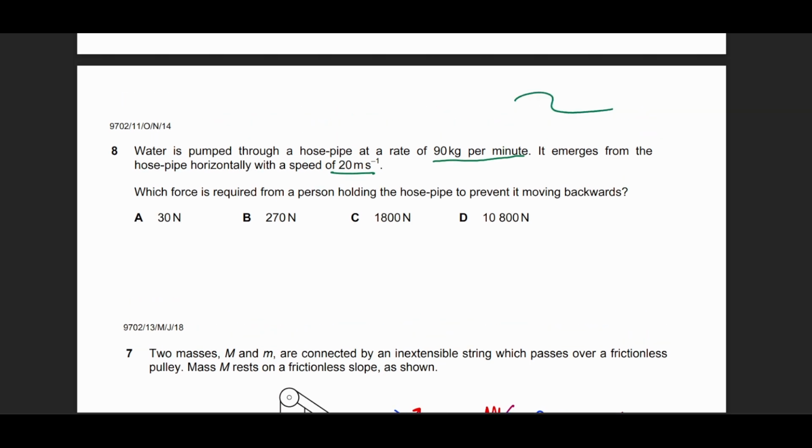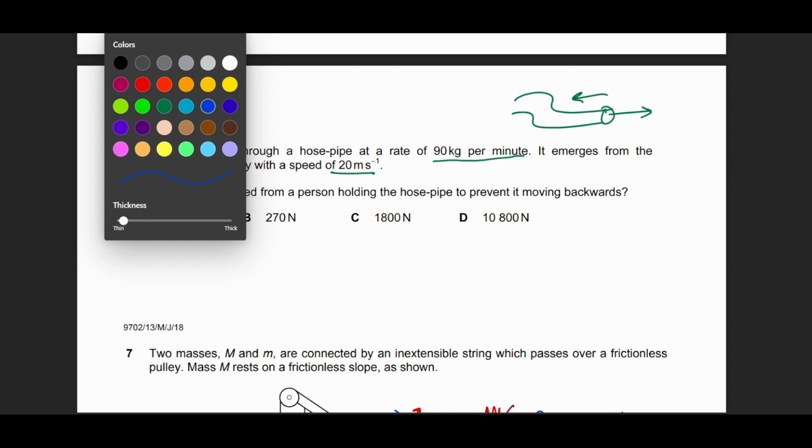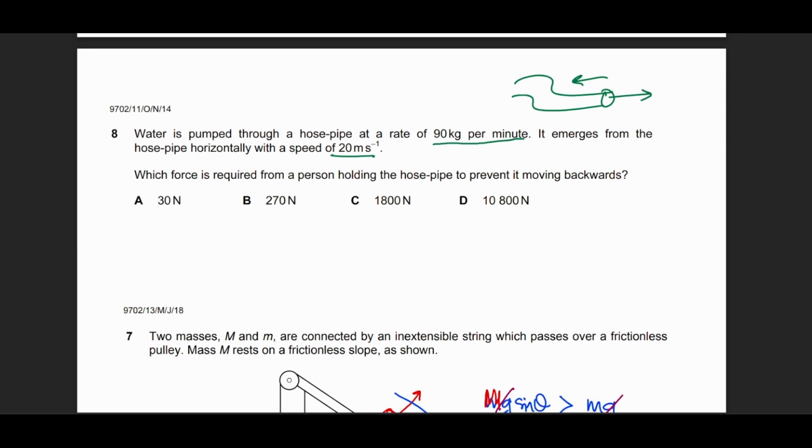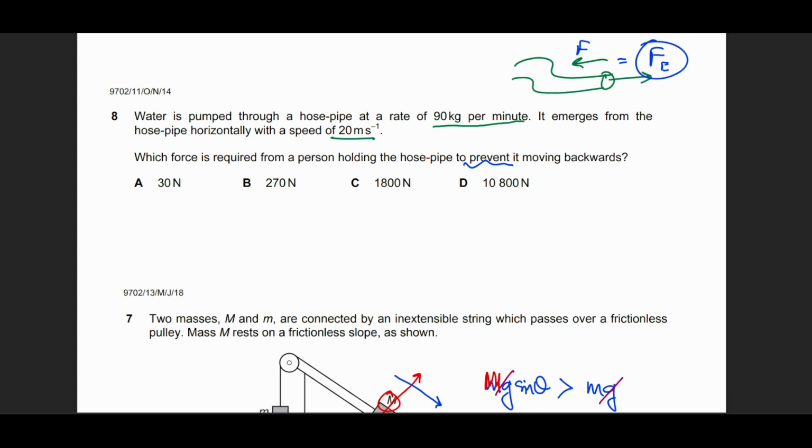So if we have a pipe and there is water coming out of the pipe, then most definitely there is going to be a recoil, or you can say a backward force, because of the exiting water. So how do you find it if you don't want this pipe to move from its position? We're going to say that the force of the exiting water will be equal to the force experienced by the person holding the pipe, right? We want them to be equal so that it is prevented from moving backwards. So if I can find the force of the exiting water, I can find the force needed by the person to hold this in place.